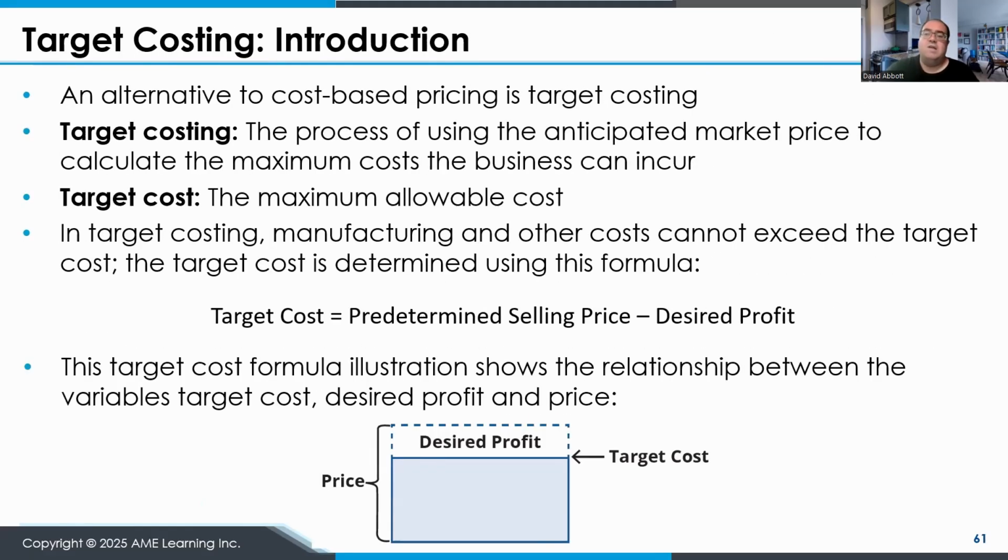So now target costing. This is another method. It works in reverse, because this is figuring out how much you can spend on your product, because you already know the price you're building it up to.